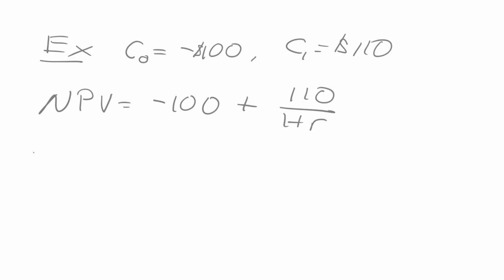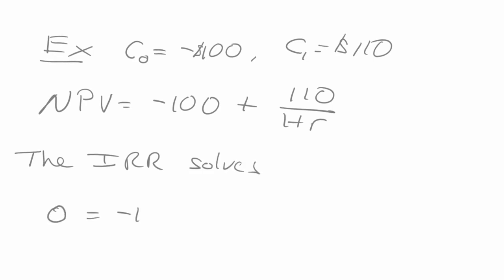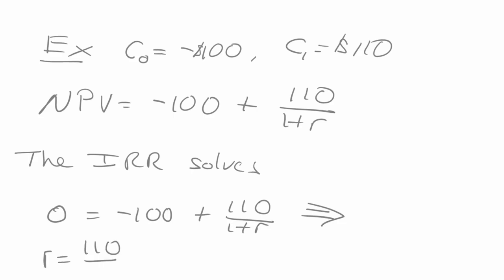So the IRR solves the following equation: 0 equals minus 100 plus 110 over 1 plus R. So the IRR is the discount rate R that makes NPV equal to 0. So if we go ahead and solve this equation, we see that R is equal to 110 over 100 minus 1, or 10%.